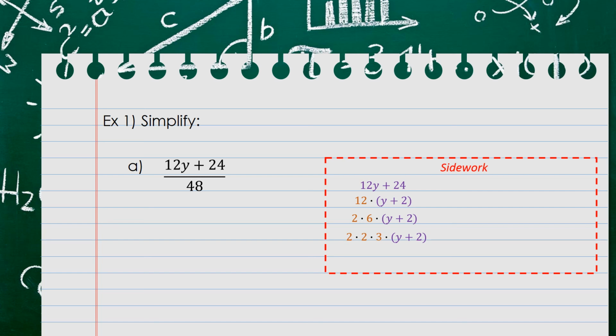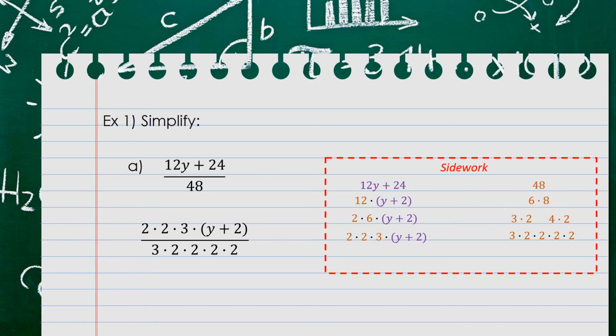Now let's look at our denominator of 48. 48 is made up of 6 times 8, but 6 is made up of 3 times 2, and 8 is made up of 4 times 2. But we're not quite completely factored yet. The completely factored form of 48 would be 3 times 2 and 2 times 2 times 2. Now that both the numerator and denominator have been factored, let's put it back together as the fraction.